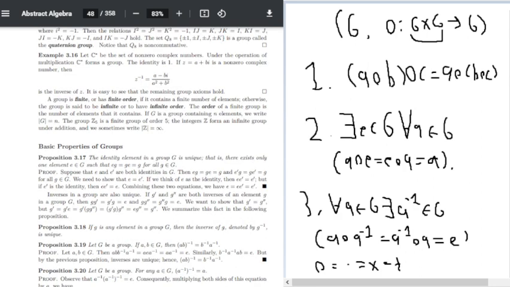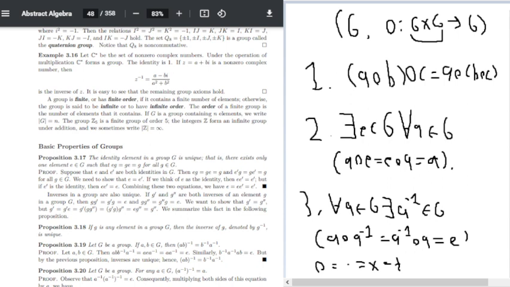Example 3.16. Let C star be the set of non-zero complex numbers. Under the operation of multiplication, C star forms a group. The identity is 1. If Z equals A plus Bi is a non-zero complex number, then we have a multiplicative inverse by simply applying a regular formula to get Z to the negative 1 equals A minus Bi over A squared plus B squared, which is the inverse of Z. It is easy to see that the remaining group axioms hold.